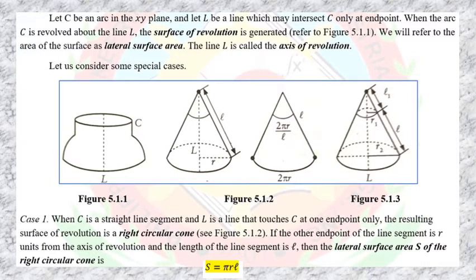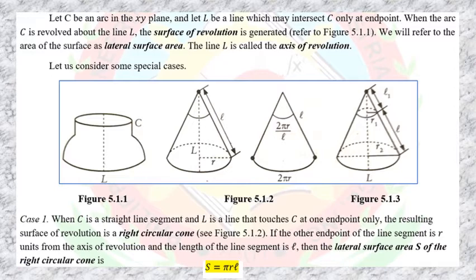Let C be an arc in the xy plane and let L be a line which may intersect C only at end point. When the arc C is revolved about the line L, the surface of revolution is generated. So in our figure 5.1, this is our line L, where our arc C revolves. This is the axis of revolution. And this figure, class, is our arc C. If we rotate this around line L, our surface of revolution is generated.